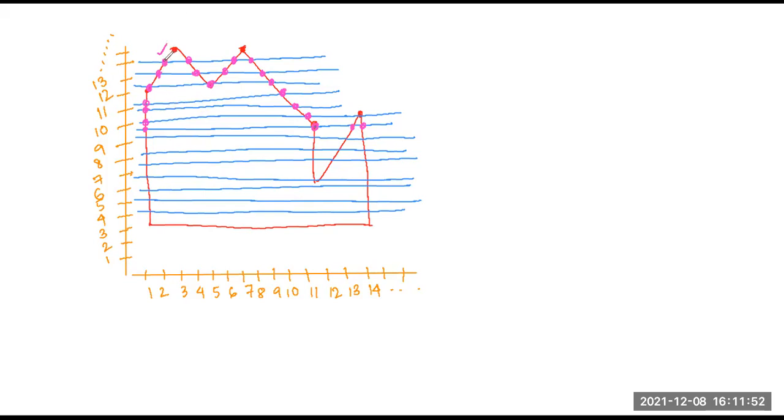This intersection, what is the value of this intersection? 14,10. This one, 3,14. Ma'am, 3,14. Yeah, 3 or 2, anything.